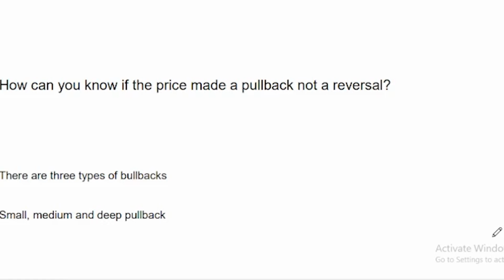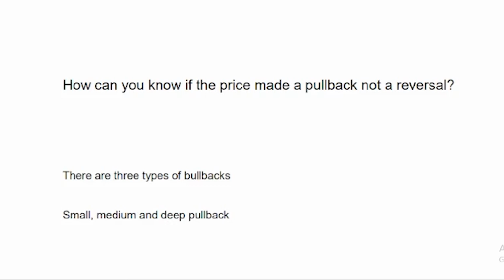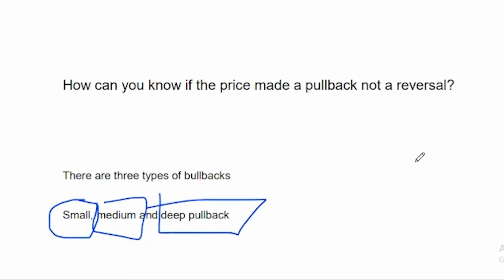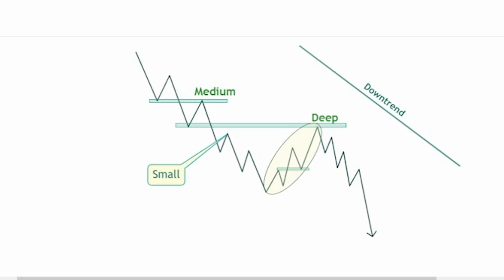So which takes us to the three types of pullbacks. Ni ukuvuga ngo ni ubuhe buryo twabonamo isoko tukavuga tuti iyi ngiyi ni pullback ntabwo ari reversal, cyangwa se iyi ngiyi ni reversal ntabwo ari pullback. Bigiye gutuma tureba kuri types zacu zigera kuri eshatu za pullbacks. Okay, we have a small pullback. I'm going to show you in an example. We have a medium and we have also a deep pullback. What are those?